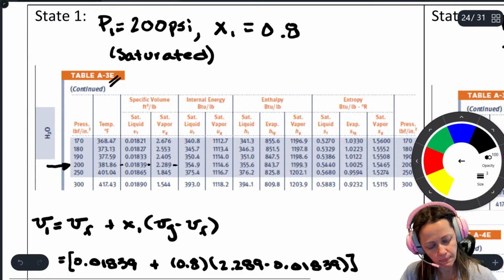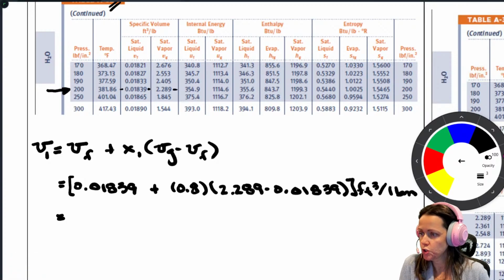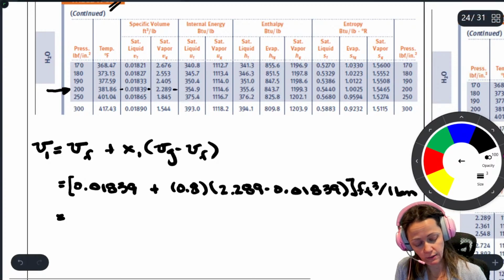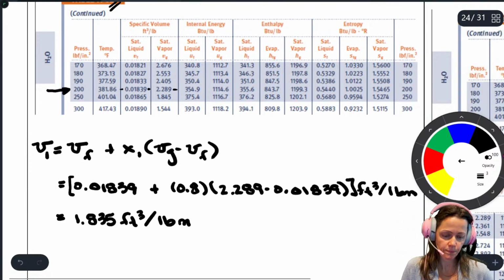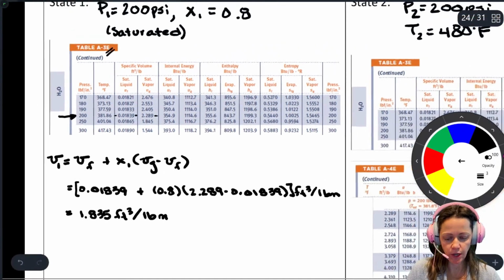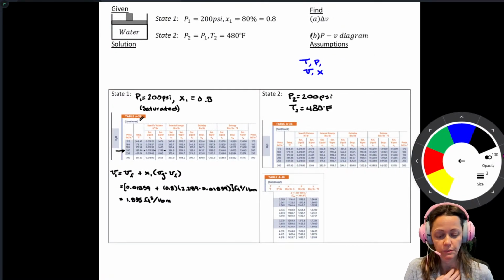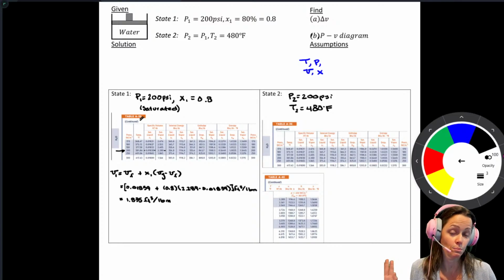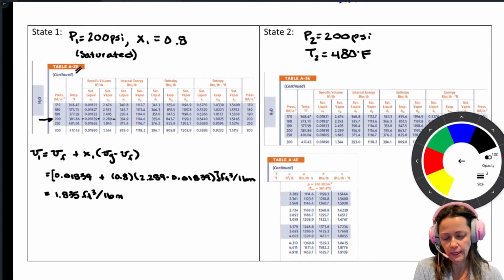0.01839. That's going to be in feet cubed per pound mass. So I get a V1 of, let's see, 1.835 feet cubed per pound mass. Perfect. And I think that's really all I need to know, because I need V1 and V2 for part A, and also for the PV diagram, and I've got the pressure, so I think I'm good there. Obviously, if I wanted to know the temperature, it's just the saturation temperature at state 1.